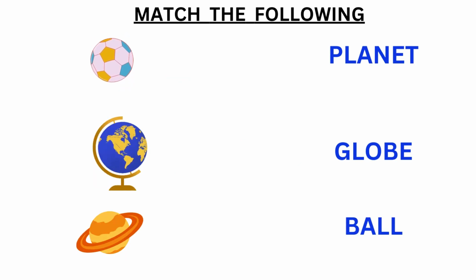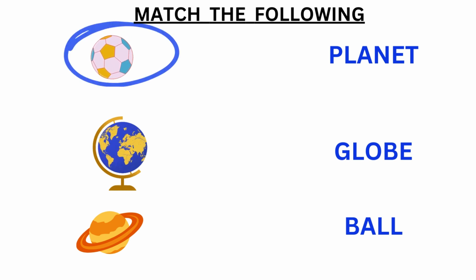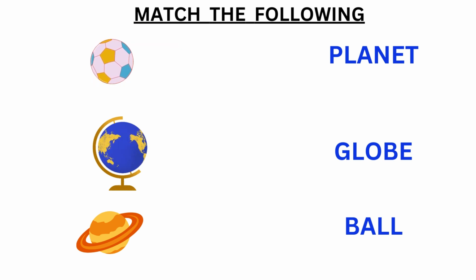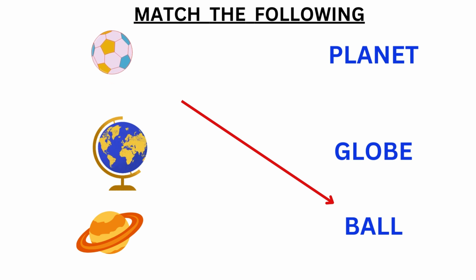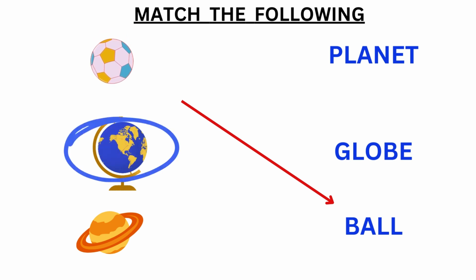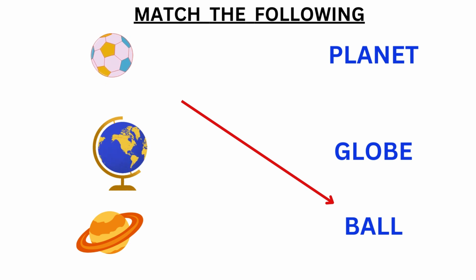On the next slide, we have three interesting images. First, we have a round object often used in sports. Can you guess its name? It's the ball. Next, there's a spherical representation of the earth showing continents and oceans. What do we call this? It's the globe.